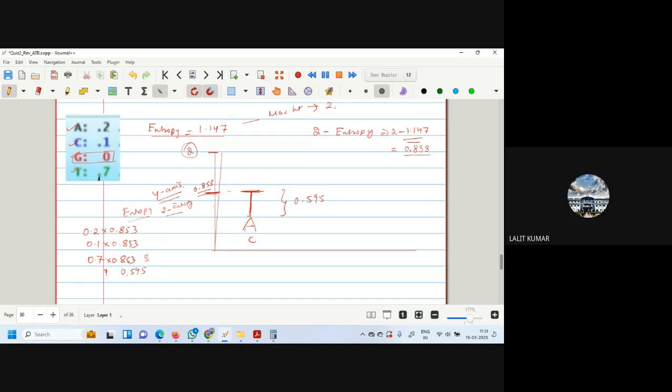Yes, sir. How did we calculate entropy? The entropy formula is minus summation of Pi into log 2 Pi. The Pi will be given from here; this is the motif. This is the profile.